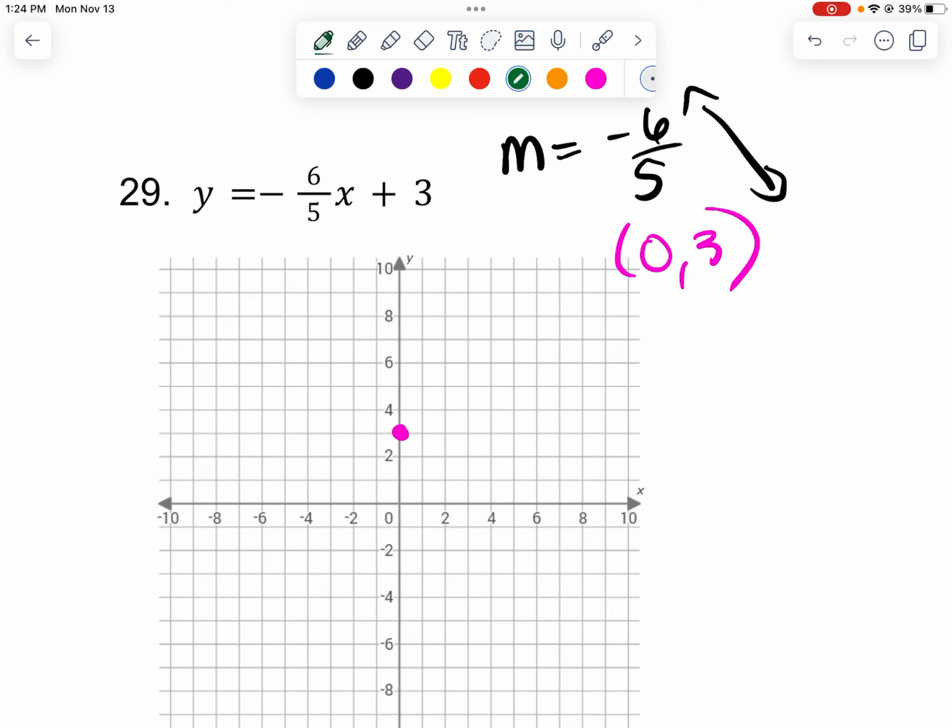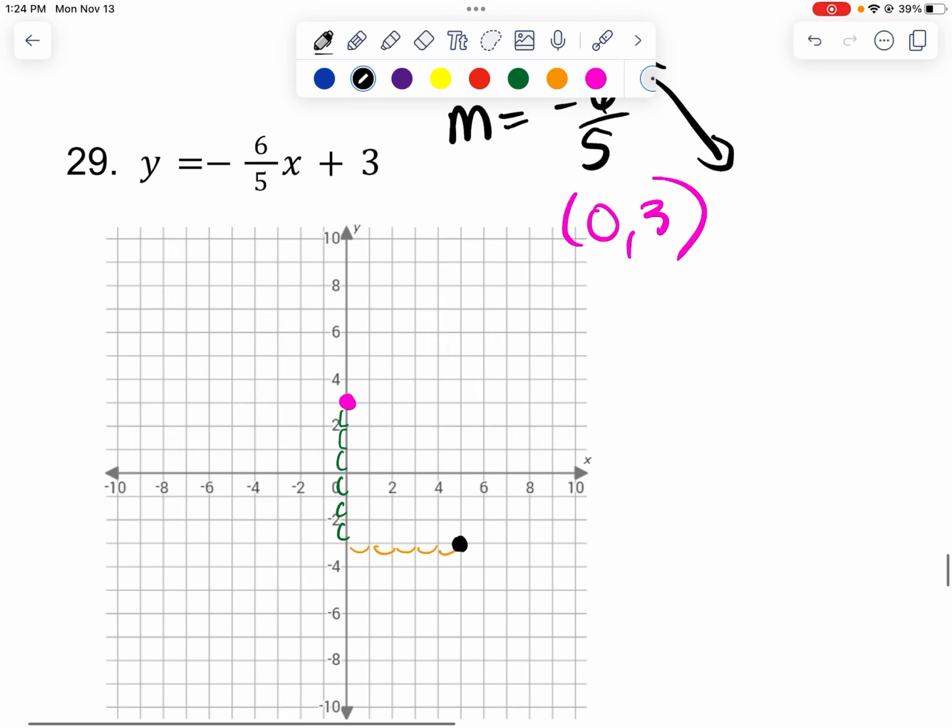I'm going to go down 6. So 1, 2, 3, 4, 5, 6. And I'm going to go over 5. 1, 2, 3, 4, 5. I'm going to put a point. I'm going to go up 6, just because I like to do this. 1, 2, 3, 4, 5, 6. And I'm going to go over 1, 2, 3, 4, 5. I'm going to put a point, and I'm going to draw a line.